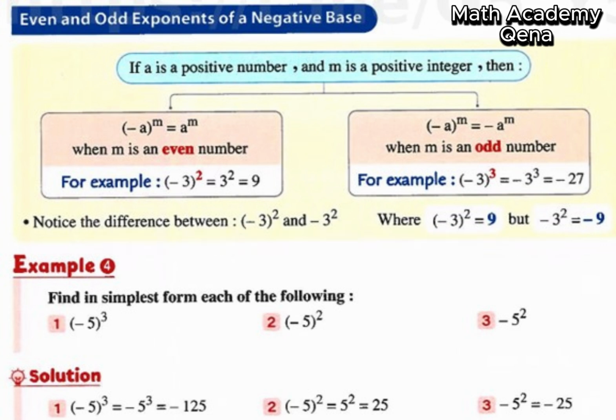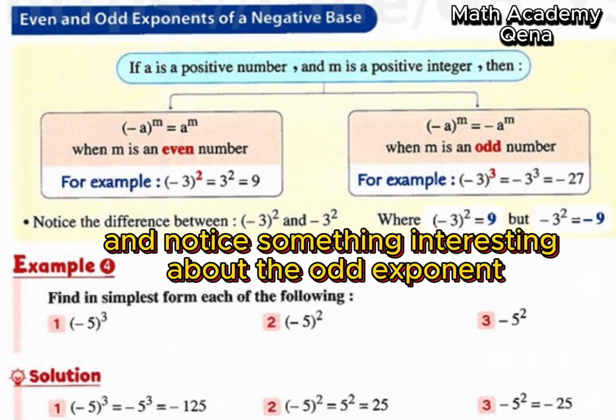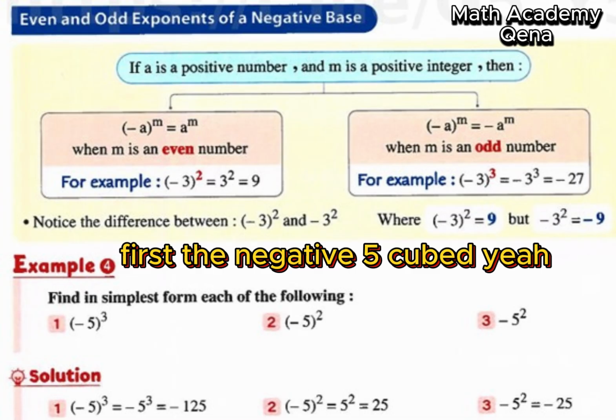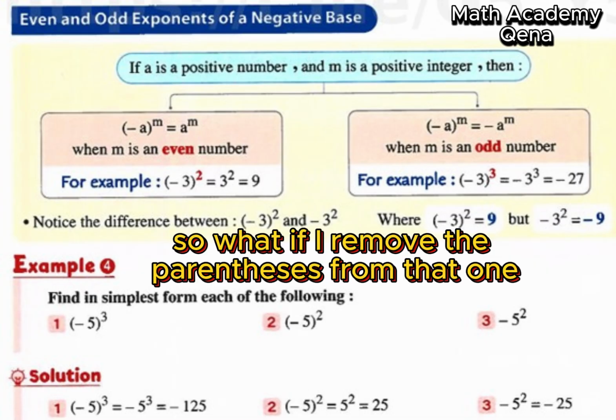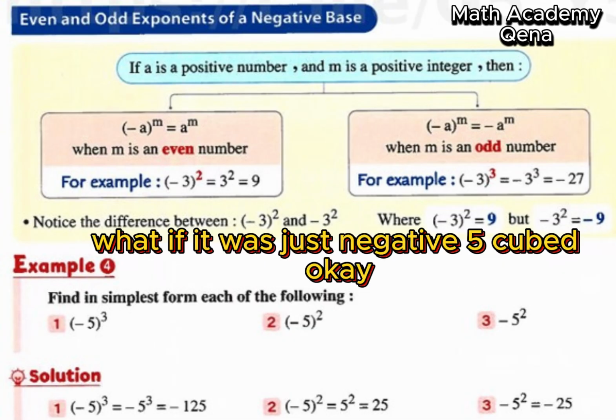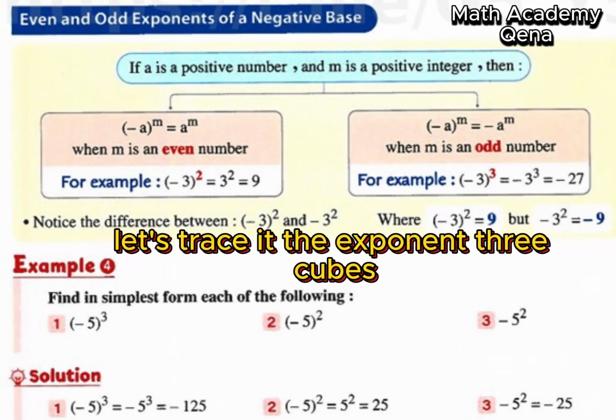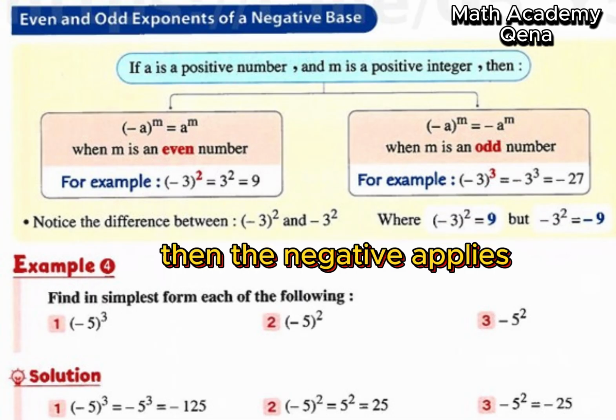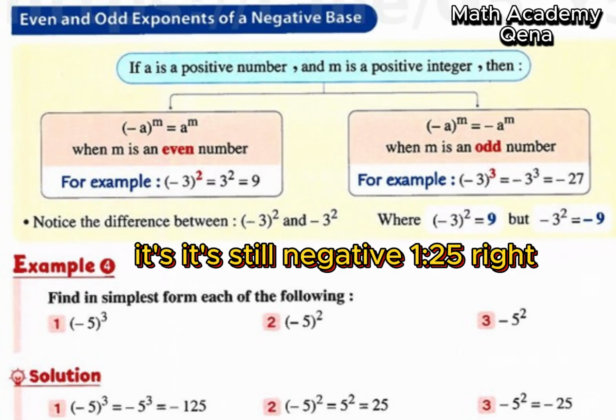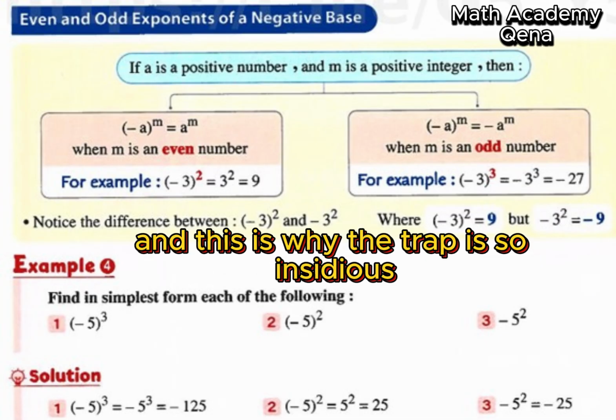They are opposites. And notice something interesting about the odd exponent example we did first. The -5 cubed. Yeah, it was -125. Okay, so what if I remove the parentheses from that one? What if it was just -5 cubed? Okay, let's trace it. The exponent, 3, cubes the 5, that's 125. Then the negative applies. It's still -125. Right. And this is why the trap is so insidious.